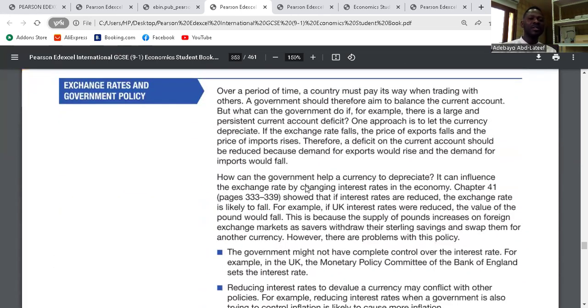So go to exchange rate and government policy. Are you there? Yes.